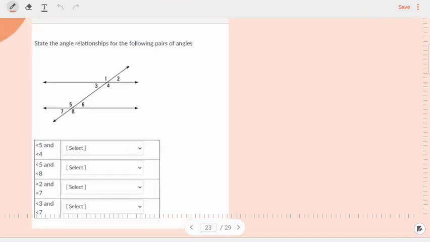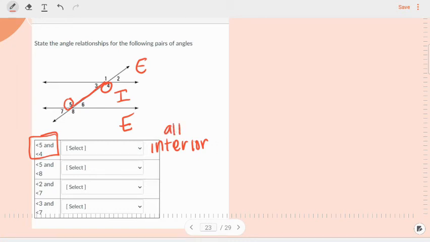Angle relationships. So 5 and 4. Remember, this is the interior because it's between my parallel lines, and this is my exterior. So 5 and 4 are both on the interior. So whatever I choose is going to have interior. And they are on alternate sides of this line on the interior. So this is alternate interior angles.